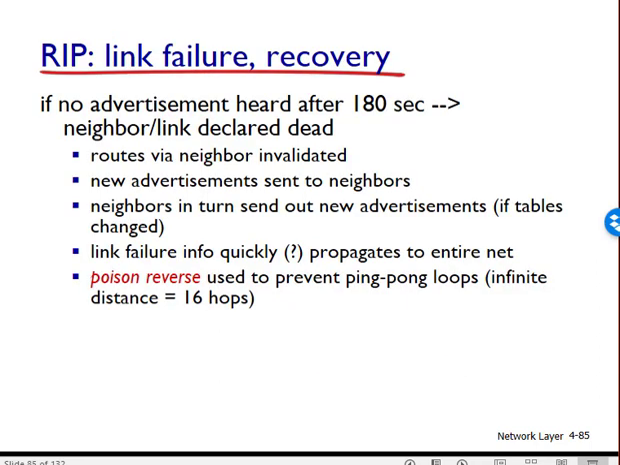A router can also request information about its neighbor's cost to a given destination by using a RIP request message. Routers send RIP request and response messages to each other over UDP using port 520. The UDP segment is carried between routers in a standard IP datagram.